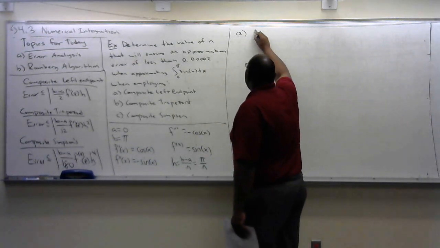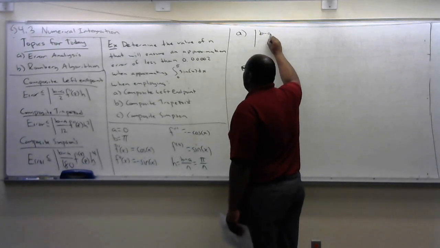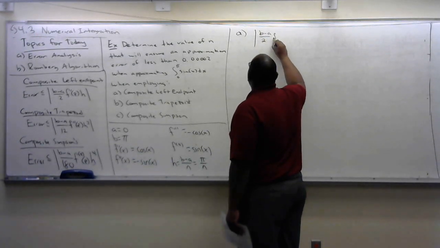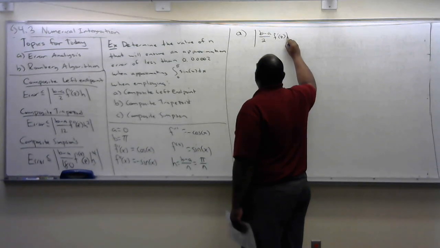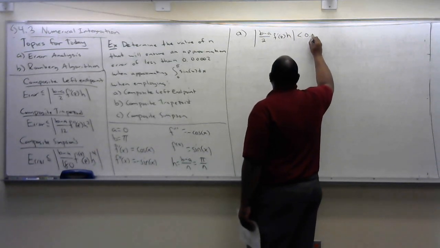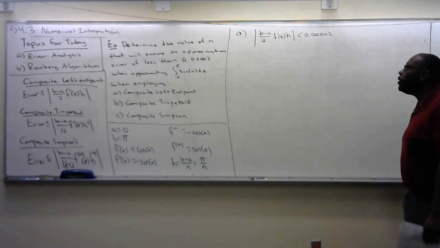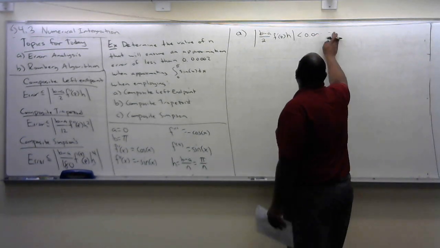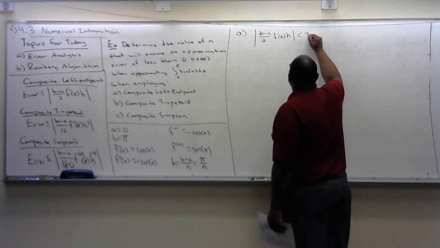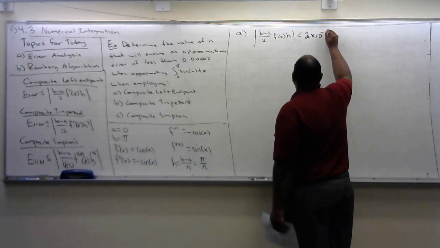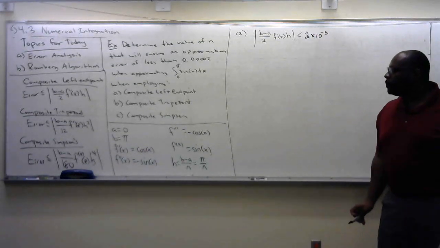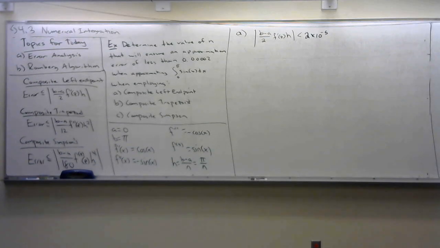So for the first one, I really need that (b minus a) over 2 times f prime of z times h to be less than 2 times 10 to the negative 5. Actually, what did I write? 2 times 10 to the negative 5, actually. There we go. That makes my life a little bit easier.